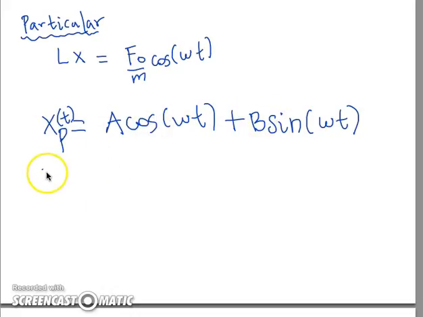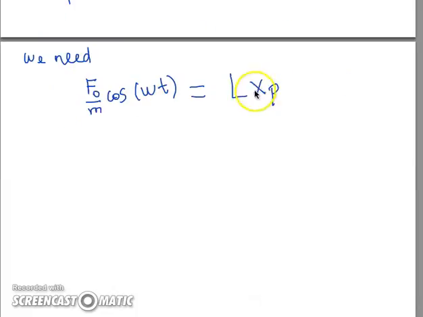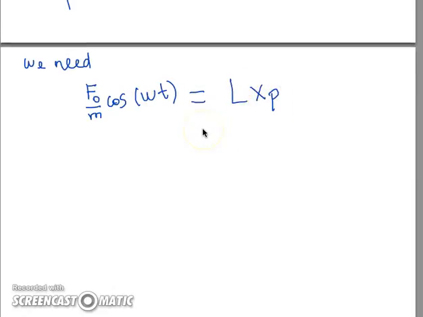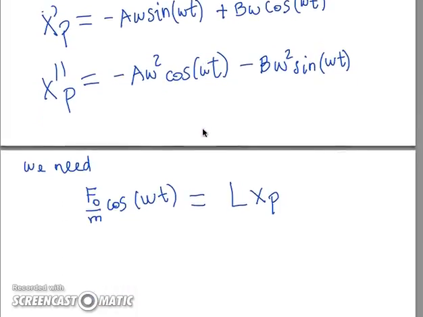So now what we do next is that we compute the first derivative of xp, the second derivative of xp, and then we evaluate that proposed xp function at the linear operator. So we need to confirm that f0 over m cosine equals the linear operator evaluated at this proposed function xp.